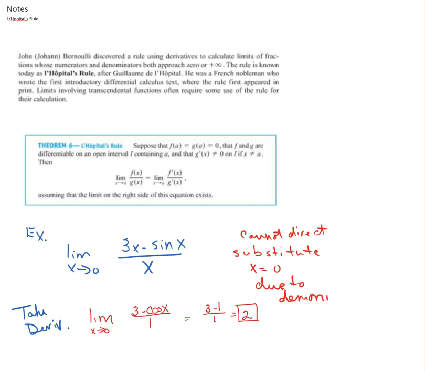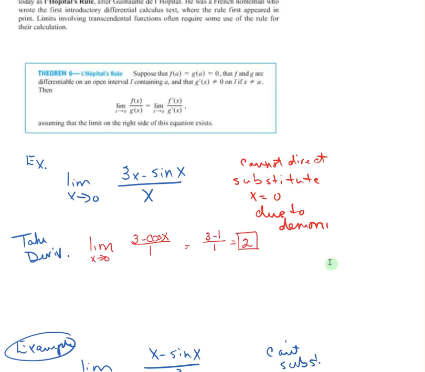And so what it says is that if you have a limit as x approaches 0 and you can't directly substitute, you can't plug in zero for x, you can't factor, perhaps you can use L'Hopital's rule, which says you take the limit on the left and the limit on the right of top and bottom and see if it fixes the problem. So, example, the limit as x approaches 0 of (3x minus sine x) over x.